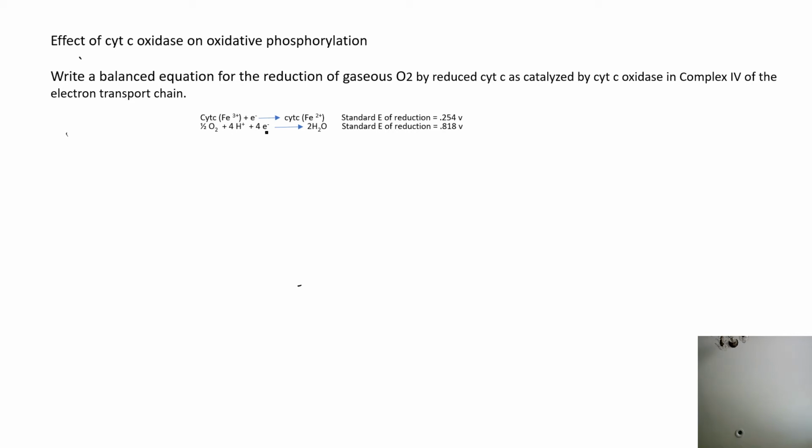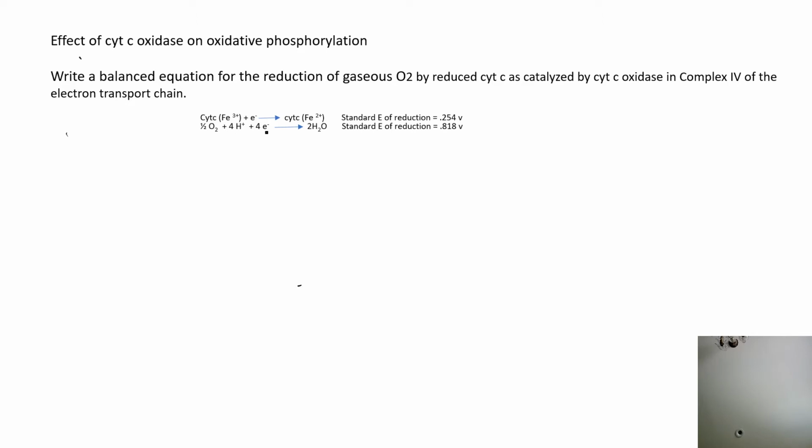So I just wanted to run through one of these delta G problems again using standard reduction potentials and half reactions for those. So we're going to take a look at the effect of cytochrome C oxidase on oxidative phosphorylation and calculate the delta G for that.